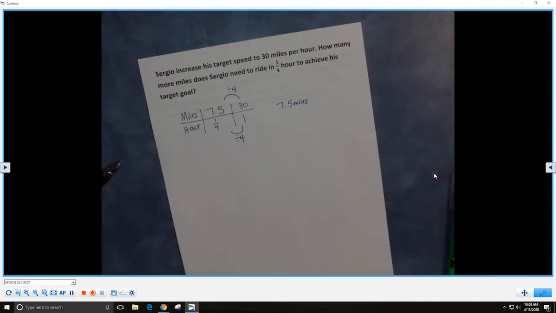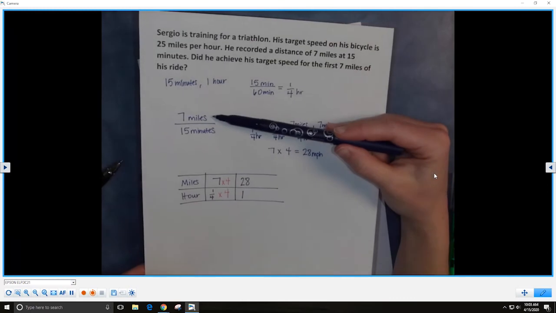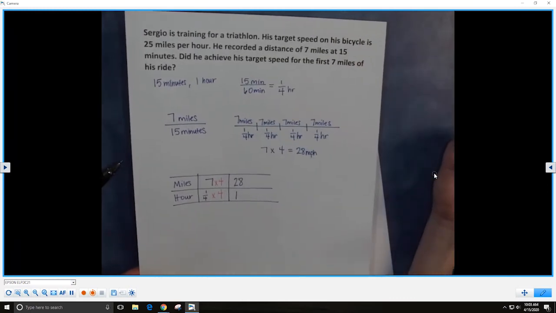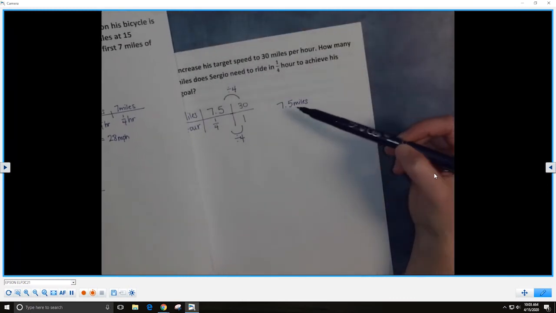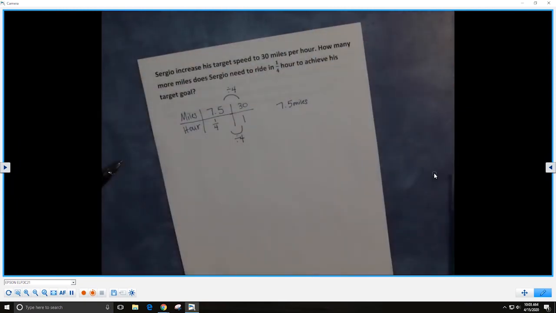So he needs to ride an additional 1/2 a mile per quarter hour. Because if you think back, let me find the original problem. If you think back to our first problem about Sergio, he was going 7 miles every quarter of an hour. We just figured out that he needs to go 7.5 miles in 1/4 of an hour. So he needs to go an additional 1/2 a mile in that quarter hour to reach his new target speed.